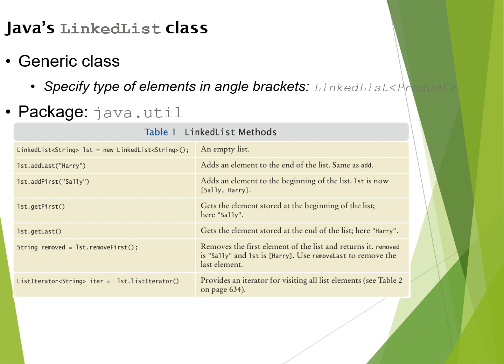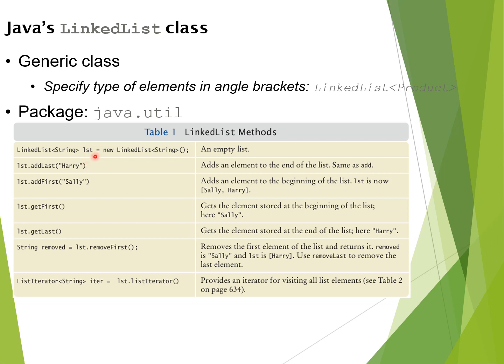Let's assume that we are talking about a linked list of strings, for example. As I said, linked list is a generic class, so you need to specify a class inside brackets. So when we say linked list of a string, it means that we have a linked list in which each node can store one string. If it was a linked list of product, each node would store one object of product.